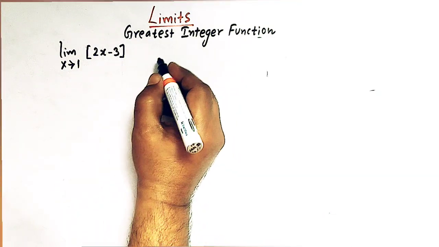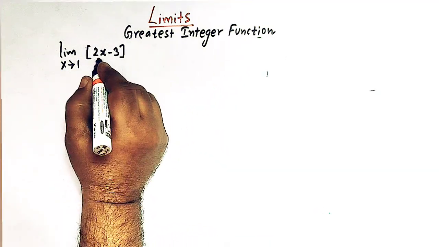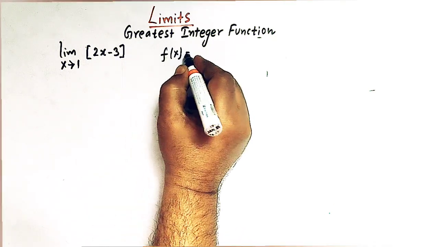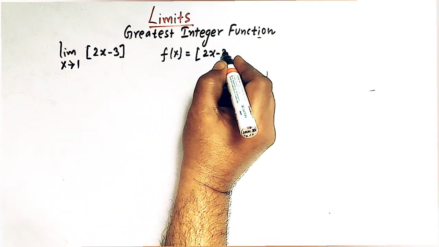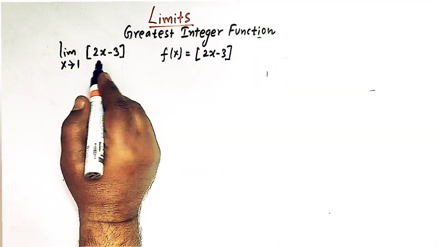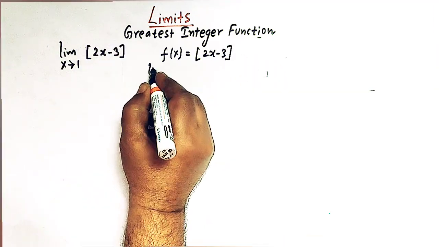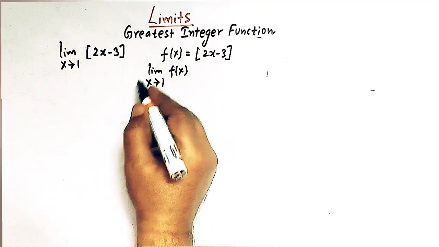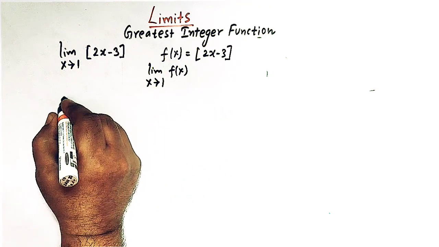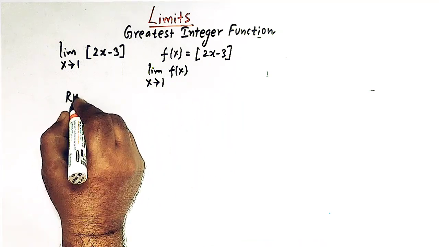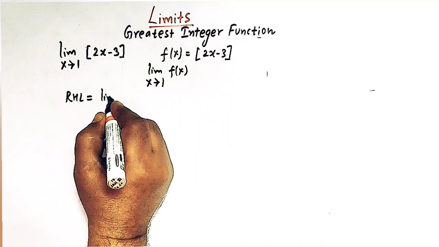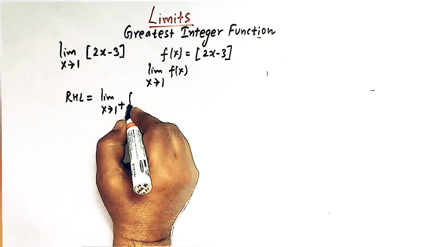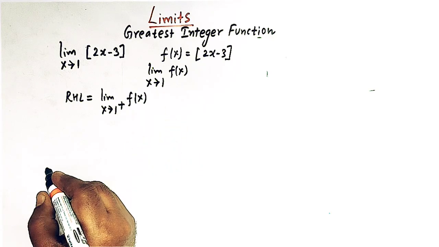So let us first take this greatest integer of 2x minus 3 as f of x. We have to see whether the limit of this function when x tends to 1 exists or not. The notation for the right hand limit is limit x tends to 1 with a positive sign, of f of x.